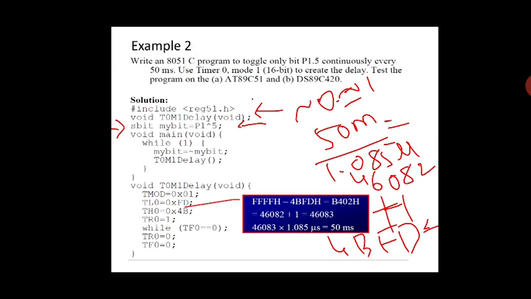Once this is done, TR0 will be set to 1 and the counter will start. From what value will it start? From 4BFD, until it reaches FFFF. Once it reaches FFFF, TF0 will be set to 1, the loop will be broken, and it will go to the next instruction.